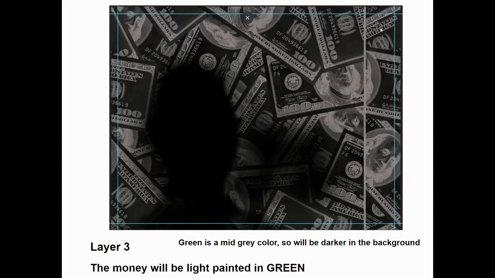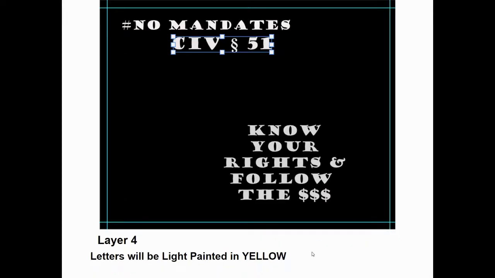Layer 3 is a back image, and it's basically a brush stamp of all this money, and this is going to be gray, and it's going to be a little bit darker tone because it has these gray tones, so it's going to block some of the light, and it's going to be painted green. And then we have our final layer, which is going to be the text, which is going to be yellow, and it will stand out pretty brightly against that darker green. And we want this to stand out.